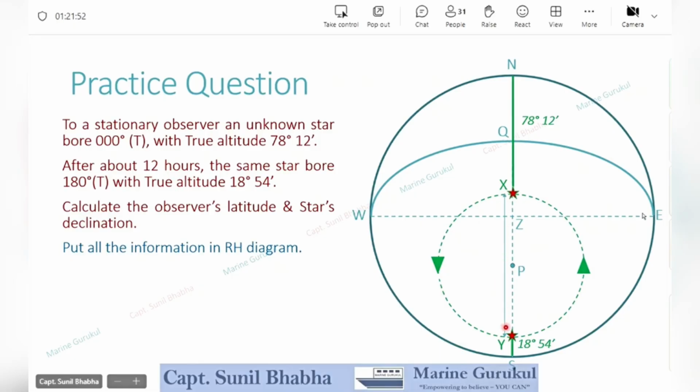It will be 180 minus 18°54' minus 78°12'. So XY in this case comes to 82 degrees and 54 minutes. So XY is 82 degrees and 54 minutes.